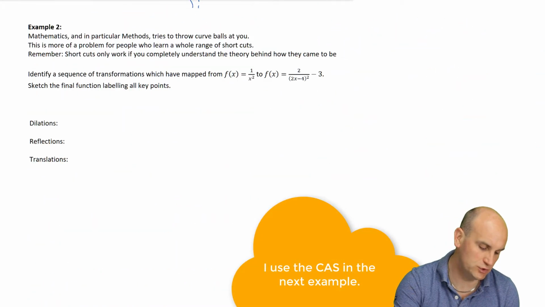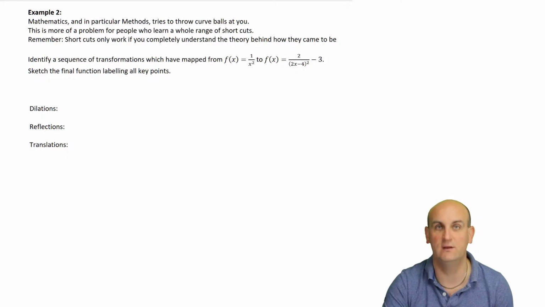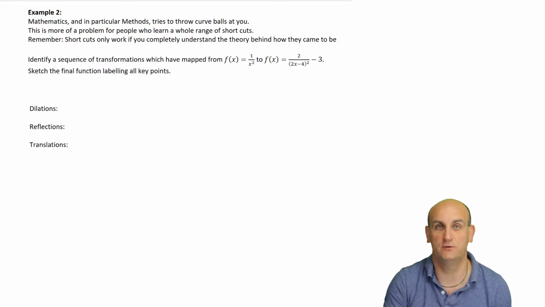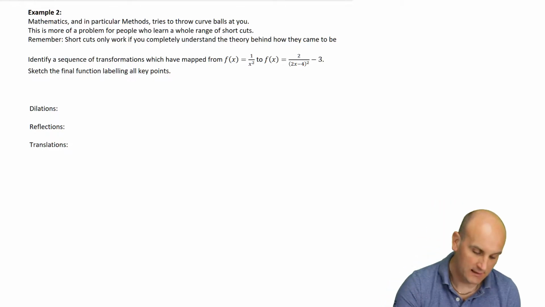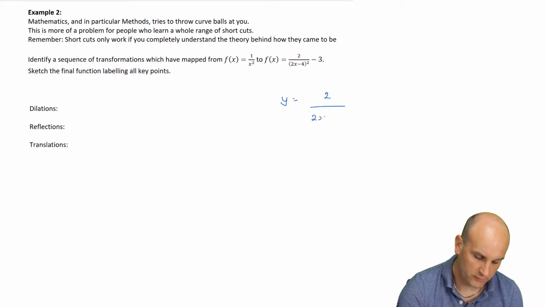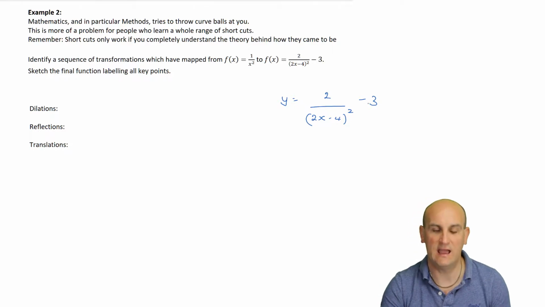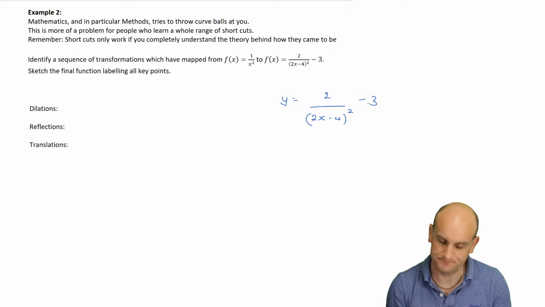So, example 2. Mathematics, and in particular Methods, tries to throw curveballs at you. And I think previously in one of the videos I said you always need to make sure that the coefficient in front of that x is 1. Now, what I've done here is I've thrown a curveball because I've got 2 on (2x minus 4) all squared minus 3. And I've deliberately done it so that x does not have a coefficient of 1 in front of it. It has a value of 2 in front of it.